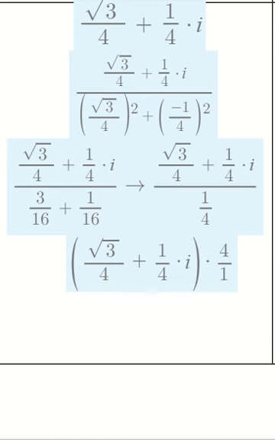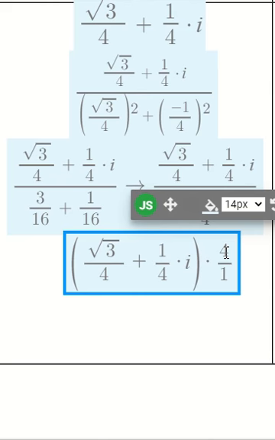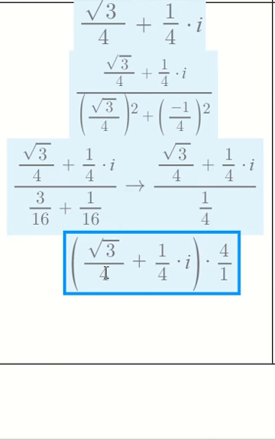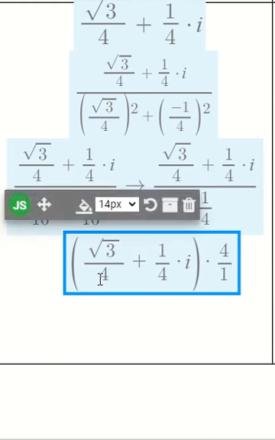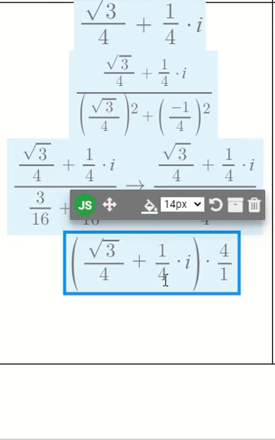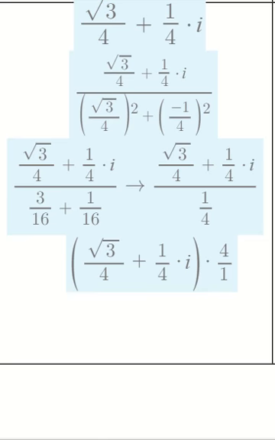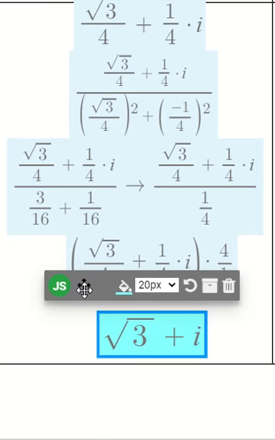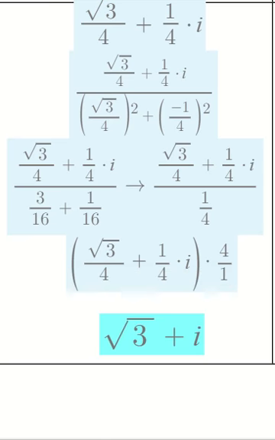Now, when we perform this multiplication, what the 4 really does is it cancels out this 4 in the denominator. It also cancels out this 4 in the denominator, and we're left with radical 3 plus i. And that is our multiplicative inverse for question 2C.